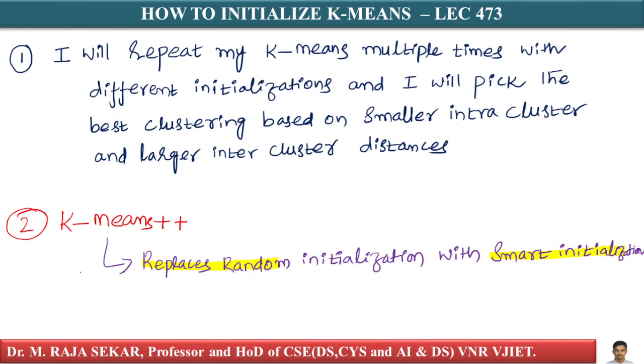K means plus plus basically says that instead of using random initialization, it replaces it with a smart initialization scheme, while the whole algorithm is exactly the same as K means. The only difference between K means and K means plus plus is the initialization part.